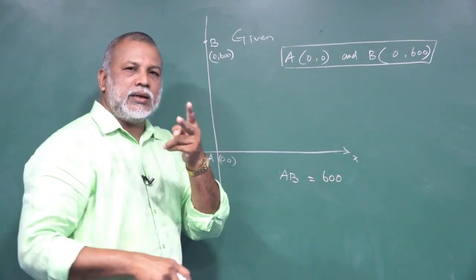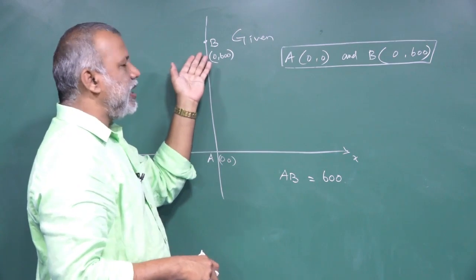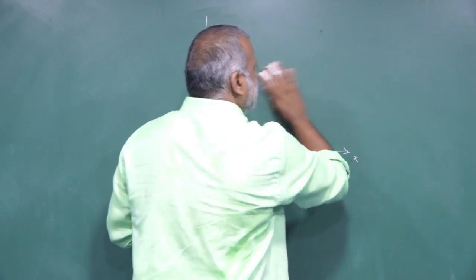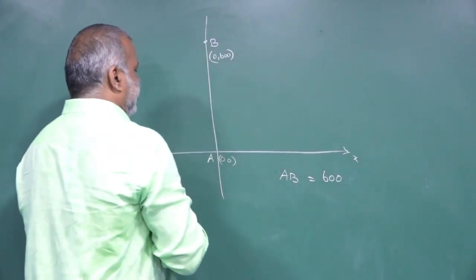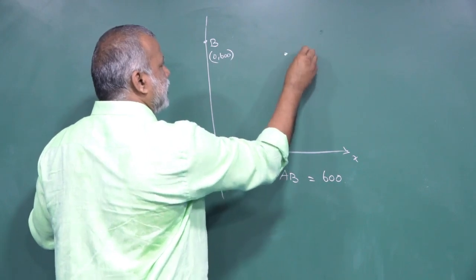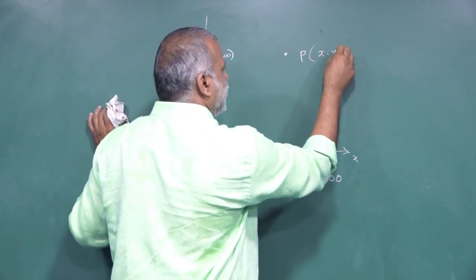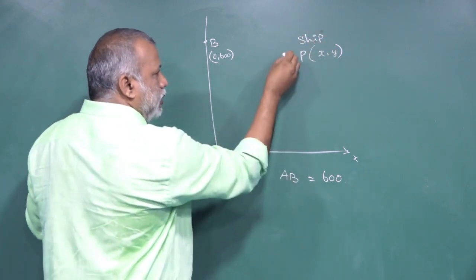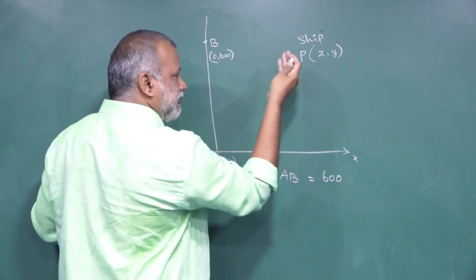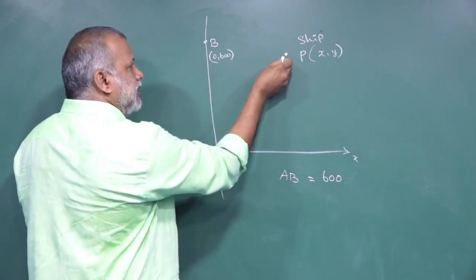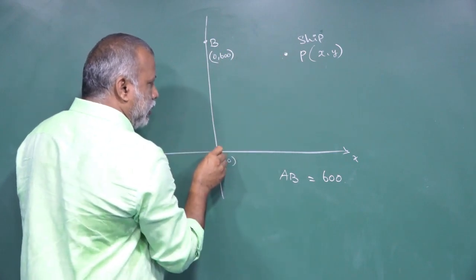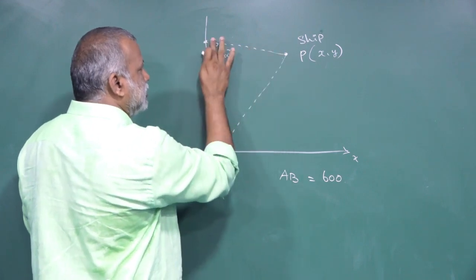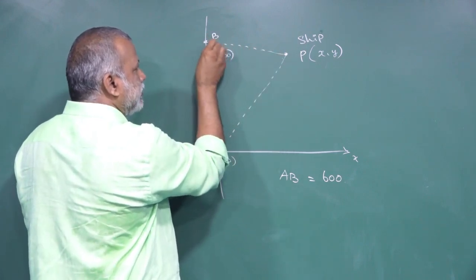So A (0,0) and B (0,600) are the two given points. In this place there are two stations located at A and B. Now a point P, that is where the ship is located. Consider a point P of (x, y). Only the ship is located here. Now a signal is produced from this ship, and it is received by the two stations. This is the distance between the two stations.